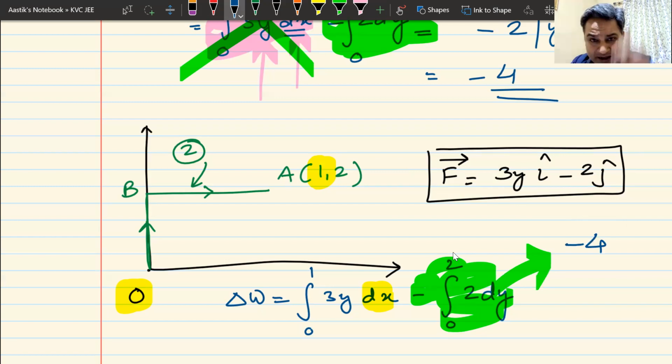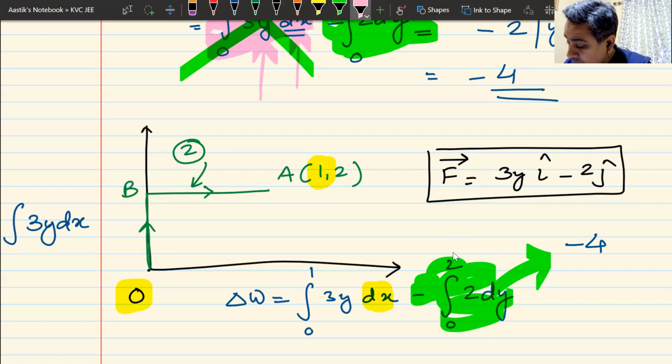Now, the only thing is the path has changed. Now I have to look for the integral in this path. So I'll just write the integral here in big letters. I have to integrate 3y dx. Tell me how did you integrate it now? First, you have to go from O to B. So tell me what is the integral from O to B? O to B is the green one. How did you calculate the integral of 3y dx from O to B? What is happening from O to B?